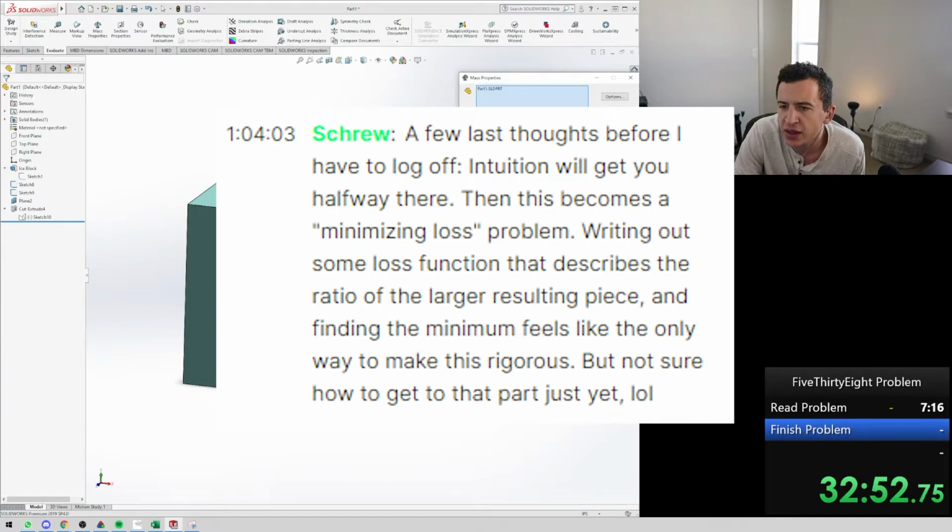Oh my God. Last few thoughts before I have to log off. Intuition will get you halfway there. This becomes a minimizing loss problem. Writing out some loss functions that describe the ratio of the larger piece. Yes, this is where I was going to go, but I didn't want to. The ratio of the larger piece and finding the minimum derivative. Interesting. Seems like the only way to make this rigorous, but not sure how to get to that part yet.